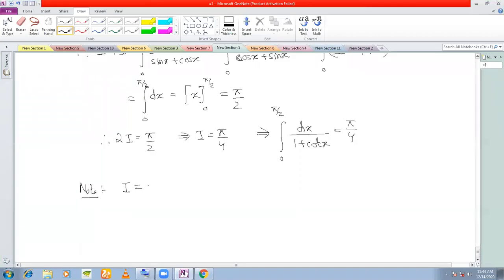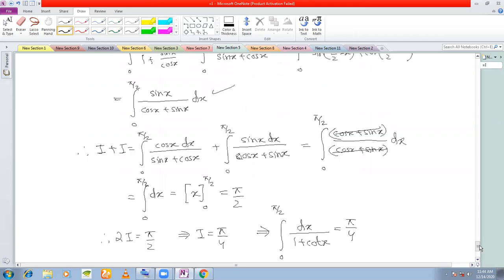Note I is equal to integral 0 to pi by 2 dx by 1 plus tan cube x can be evaluated exactly similarly, exactly in the way I have shown you above. You change it in this way.